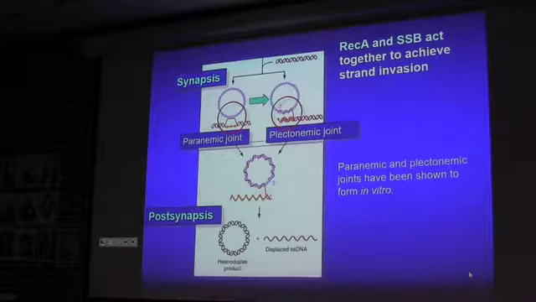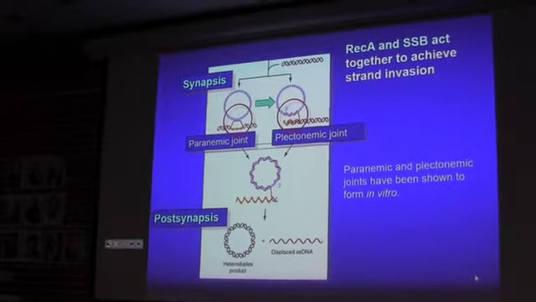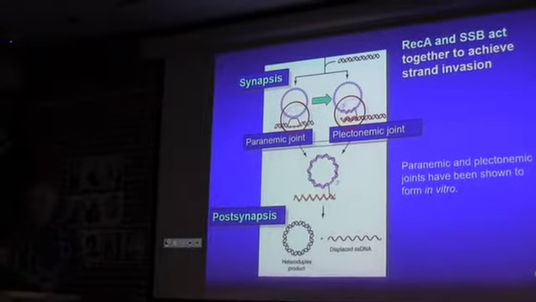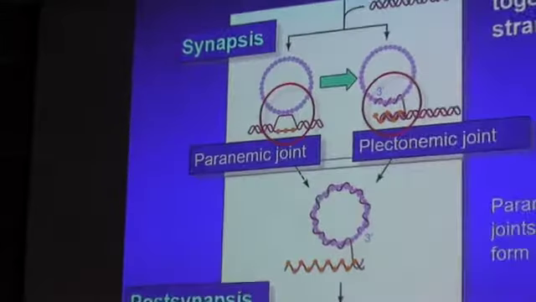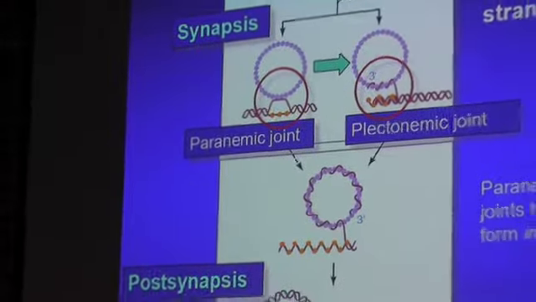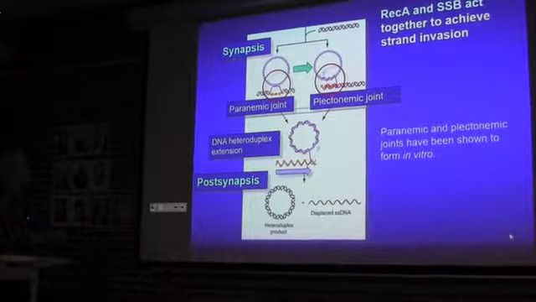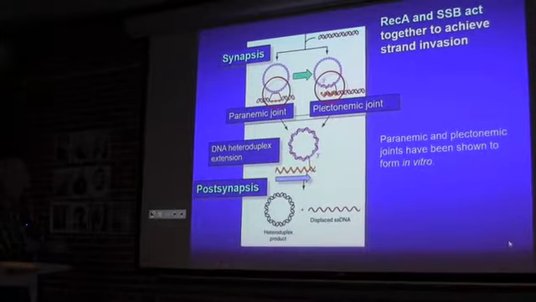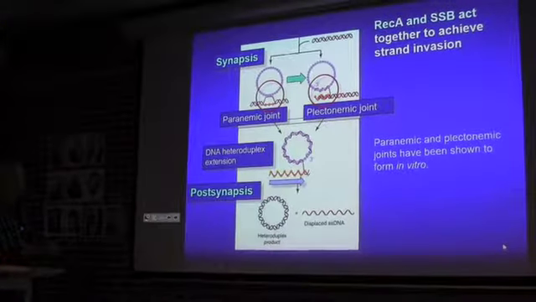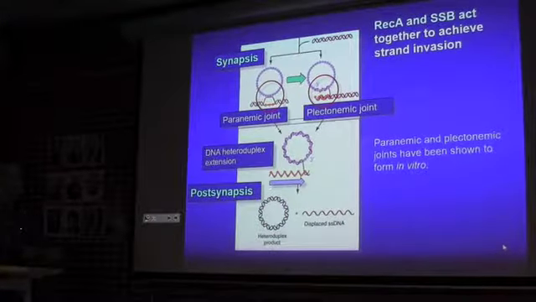Paranemic, plectonemic. I think in Greek it means twisted or something. Plecto, intertwined. Heteroduplex extension, once it goes from paranemic to plectonemic, and then the end is postsynapsis.